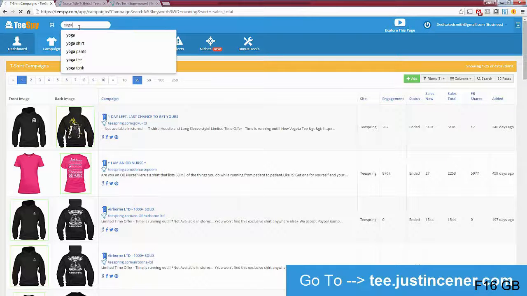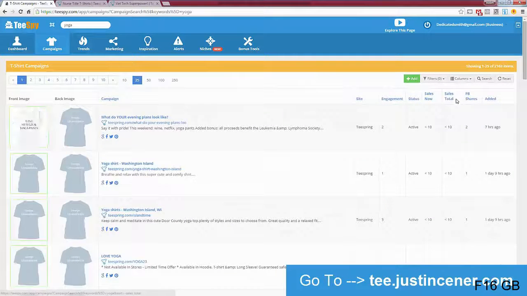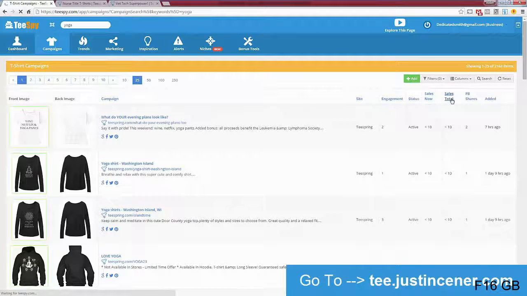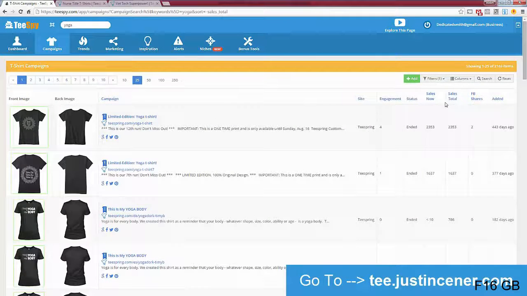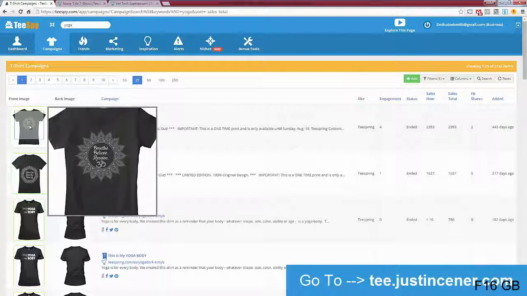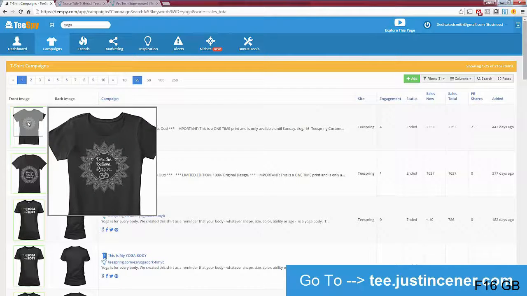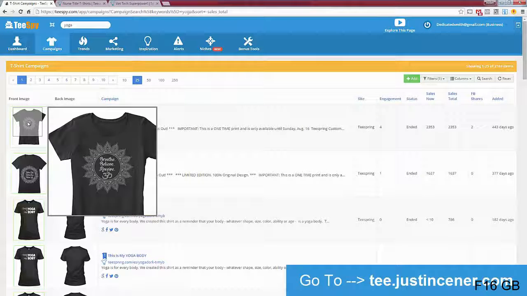Let's try yoga. Okay, and then again, sorting by sales total. In just a matter of seconds, we're going to be seeing the most popular and the highest sold yoga shirts of all time on Teespring, Viral Style, Teechip, all the big platforms. So here you go. Here's a big yoga shirt. This one sold 2,353 copies, and it simply says "Breathe, Believe, Receive." Maybe that's a yoga saying, maybe it's not. I really have no idea.